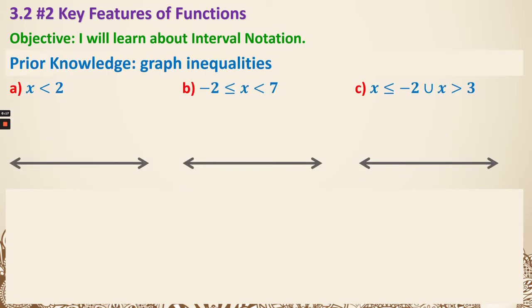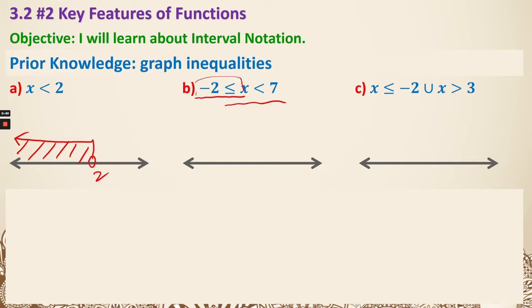First, some prior knowledge. We have learned how to graph inequalities. Let's quickly graph these three inequalities. First one, x is less than 2. So 2 pointing to the left. And for b, some of you are still struggling with this, then separate the inequality so that you can make sure x is on the left side before you start graphing.